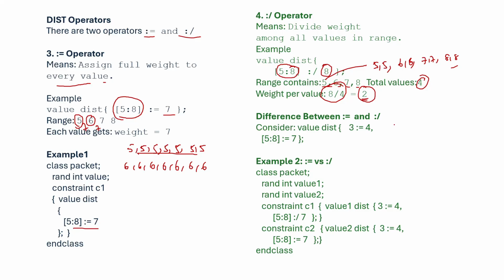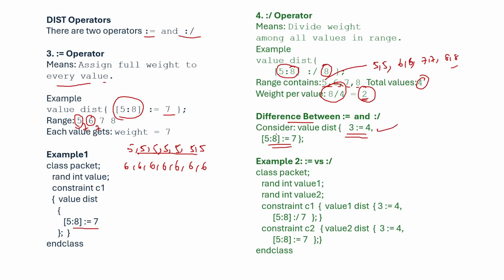Second example, a range is not there, means no problem. So here the difference between the values, colon equal to and colon divided by: a single value you mentioned means those many times it will be repeated. So only for range values it is different. Suppose colon equal to, here 3 will be repeated 4 times. Which one? 3 will be repeated 4 times.